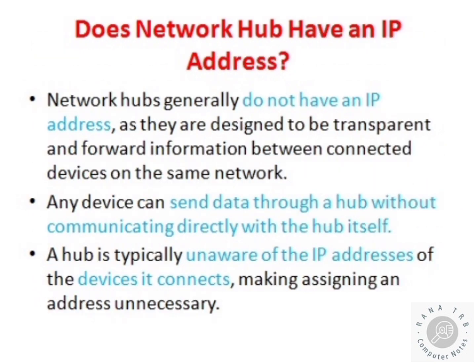Next one, does a hub have any IP address? No, it does not have any IP address. Because of that, it is transparent and forwards the information to all the connected devices on the same network. For example, any device can send data through the hub without communicating directly with the hub. Without direct communication, they can share the data with the connected devices. So this was the thing, that is, a hub is unaware of IP addresses.